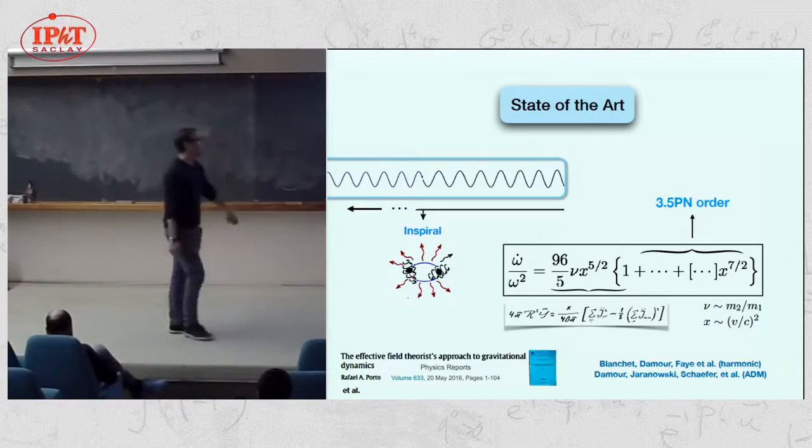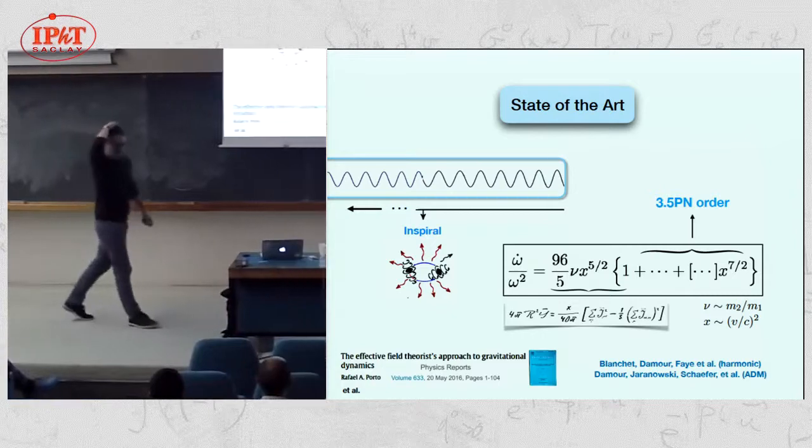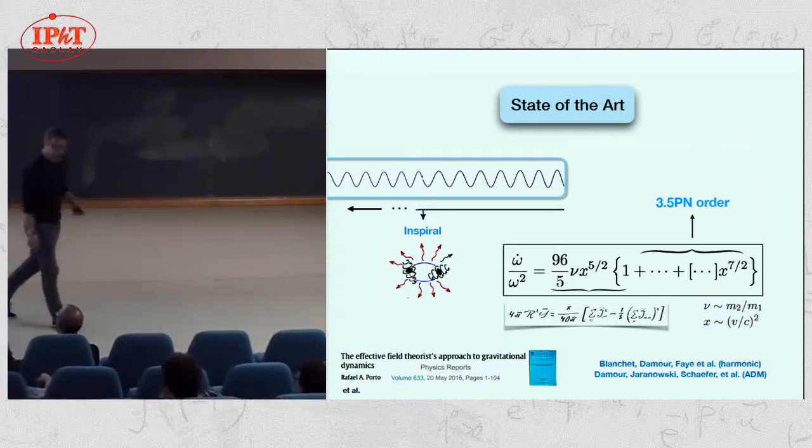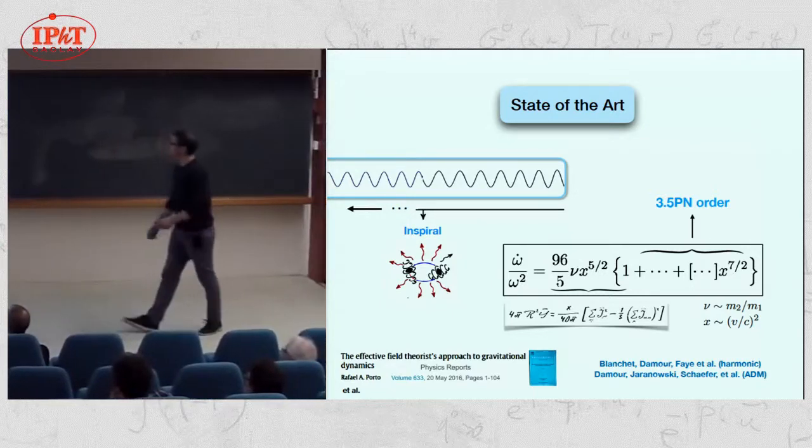So 3.5 PN, and this was finished roughly around 2000. This is before I even started my PhD. For the non-spinning part, it was done around the 2000s.